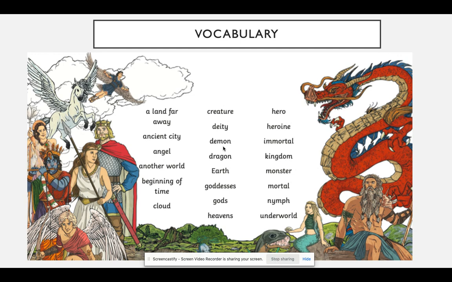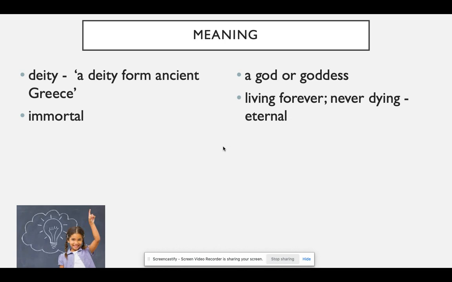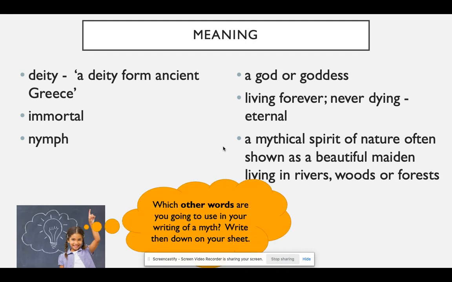So the words that I was not sure about were deity. A deity, from ancient Greece, is a god or a goddess. Immortal, that definitely means living forever, never dying, it's eternal. And nymph. A nymph is a mythical spirit of nature, often shown as a beautiful young woman, a maiden, living in rivers, forests, or woods. So these are just three words that I did not know the meaning of. There might be some more you can look up. I would also like you to add to this vocabulary list any other words you are going to use.